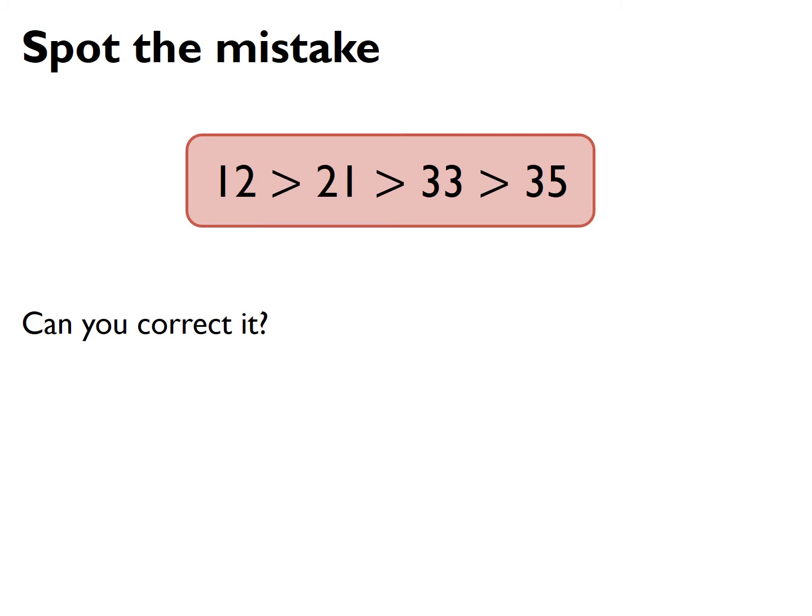Okay, spot the mistake. Can you correct it? So look at this statement. Read it out loud with the symbols. So 12 is more than 21, which is more than 33, which is more than 35. What's the mistake? Can you correct it? So pause it here. Underneath this slide on your sheet, can you correct it? What's gone wrong?